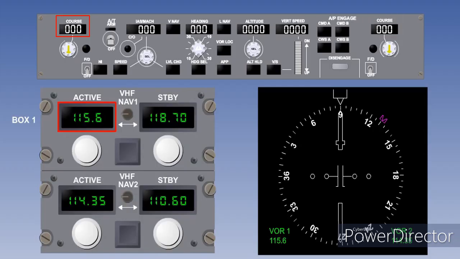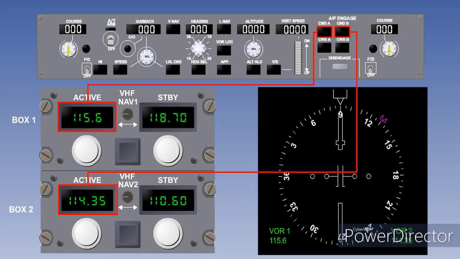The course selector on the left of the mode control panel is associated with navigation receiver number 1 on the left of the glare shield or left of the center console, referred to as box 1. The right-hand course selector is associated with navigation receiver number 2, or box 2. In this aircraft, box 1 is coupled to autopilot A, and box 2 to autopilot B.